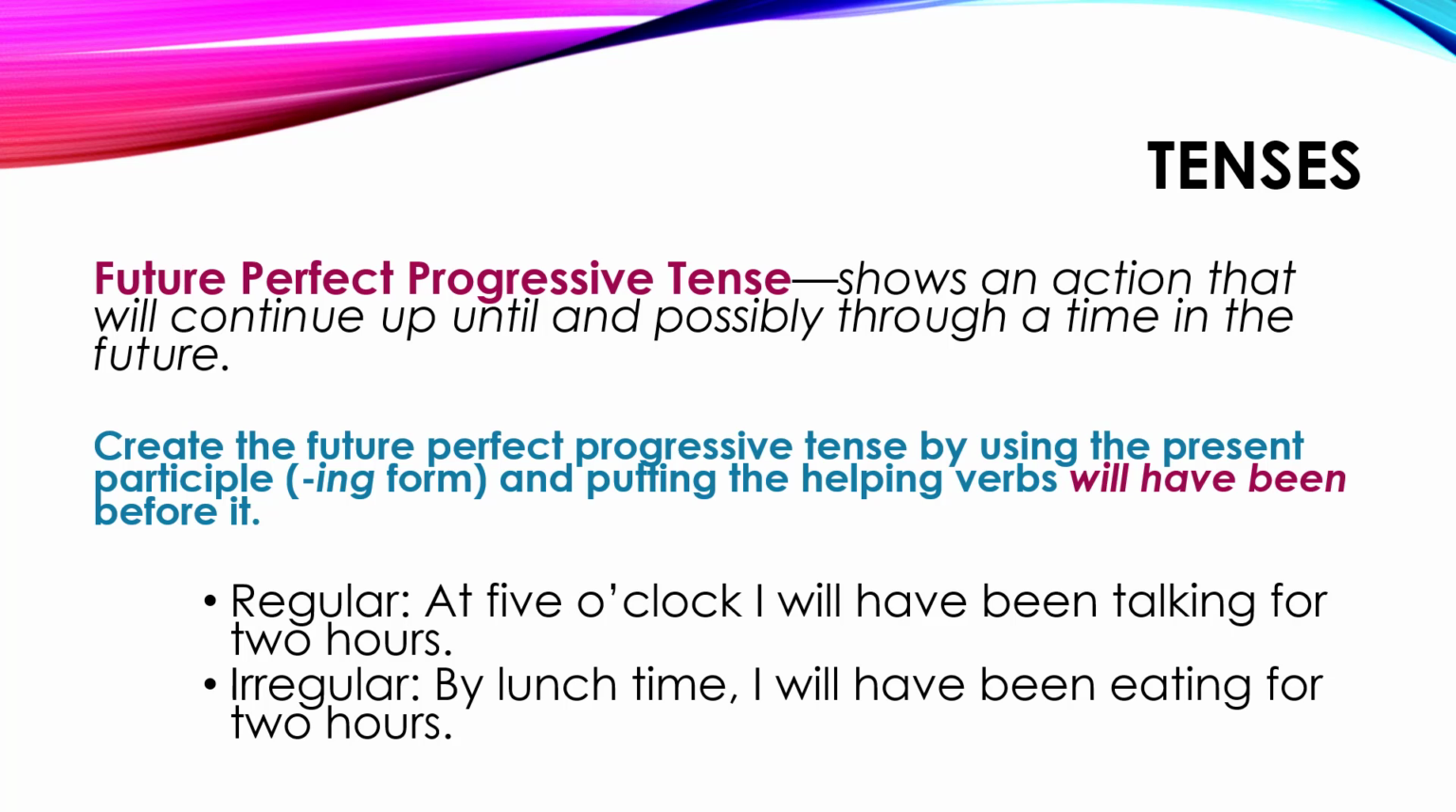So 5 o'clock is in the future, and the person is predicting that they will talk until then, and it's something that's ongoing. The irregular verb, by lunchtime, I will have been eating for 2 hours. Again, lunchtime is the time in the future, and will have been eating is the continuing action that goes up to lunchtime and possibly through it.